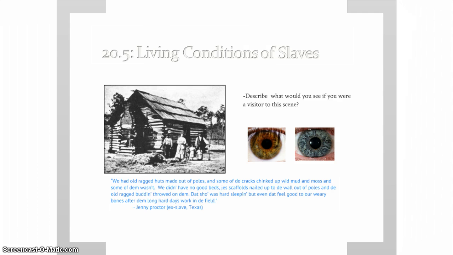We had old ragged huts made out of poles, and some of the cracks chinked up with mud and moss, and some of them wasn't. We didn't have no good beds, just scaffolds nailed up to the wall, out of poles, and the old ragged mud throwed on 'em. That show was hard sleeping, but even that feel good to our weary bones after them long hard days in the field. That was a quote from somebody named Jenny Proctor, who was an ex-slave in Texas, ultimately giving her account of what it was actually like. So think about the things you might see.